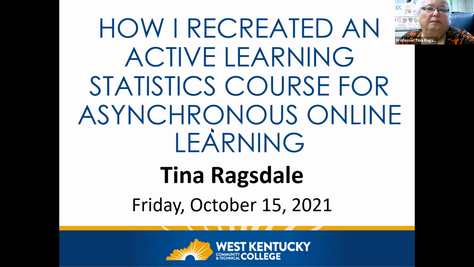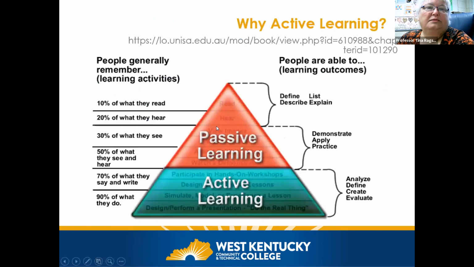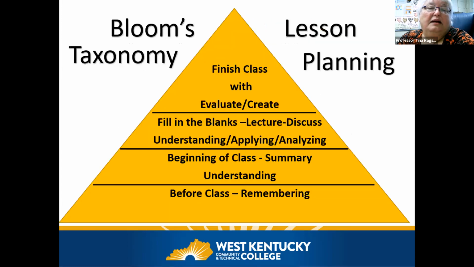So part of my goals in my active learning is that people learn 10% of what they read, 20% of what they hear, 30% of what they see, 50% of what they see and hear, 70% of what they say and write, and 90% of what they do. So the more we can get them doing things, the more they're going to actually learn and remember.